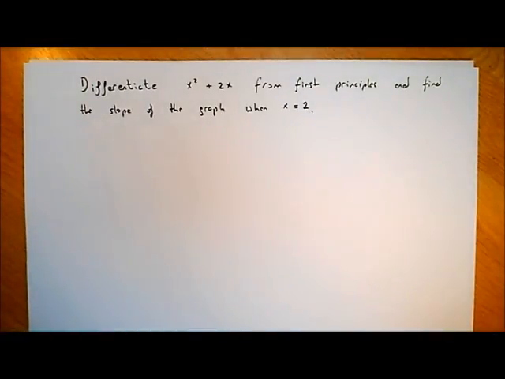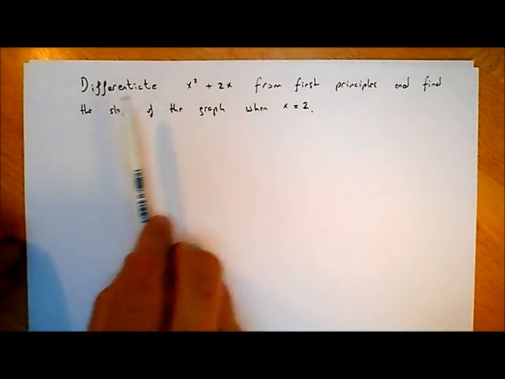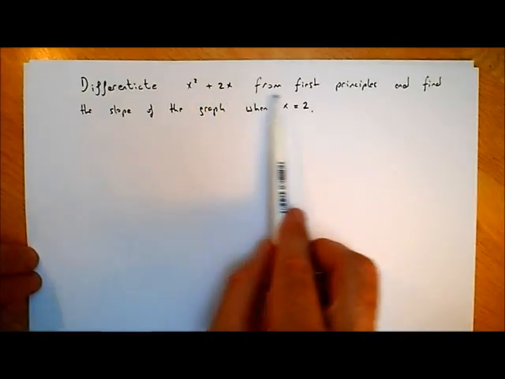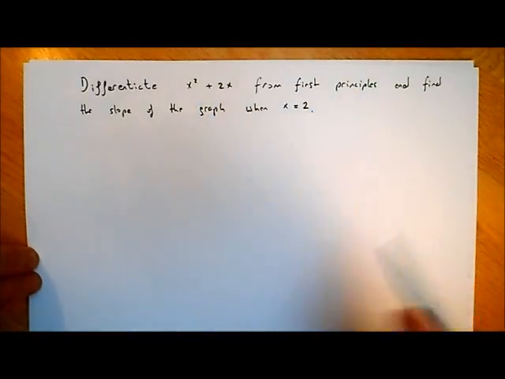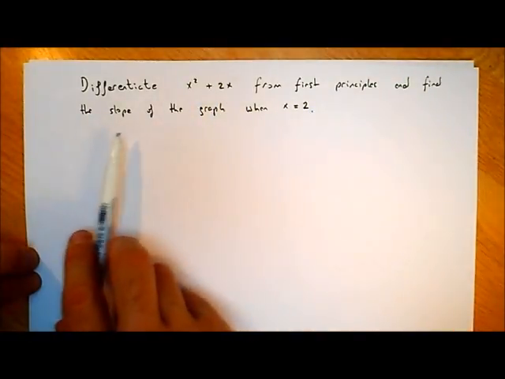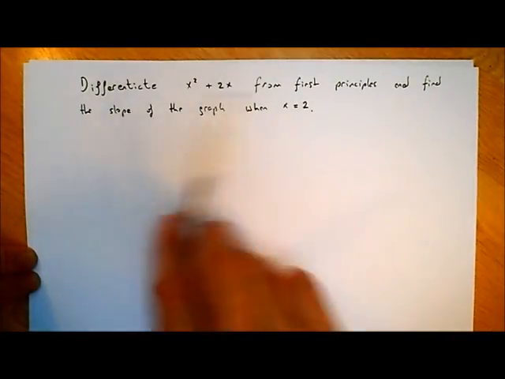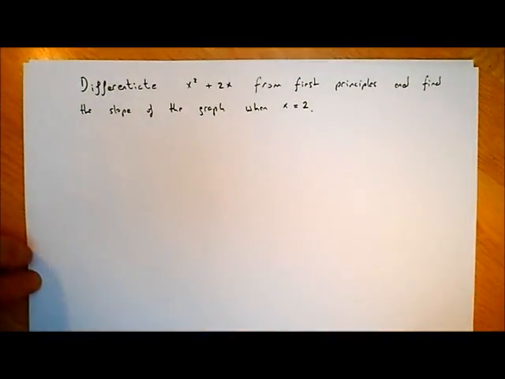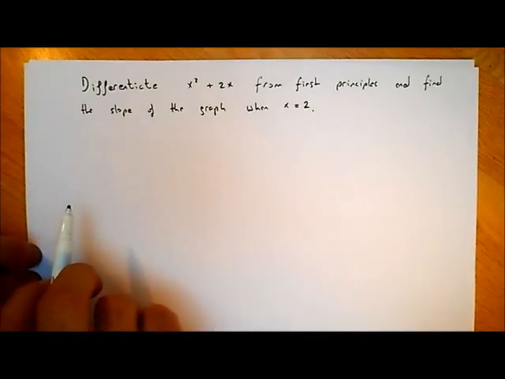Okay, I'm going to do this question now. So there's two parts to it. The first part says differentiate x squared plus 2x from first principles. And then the second part says, and find the slope of the graph when x equals 0. For the moment, I'm going to ignore the second part, and we're going to have a look at the first part.